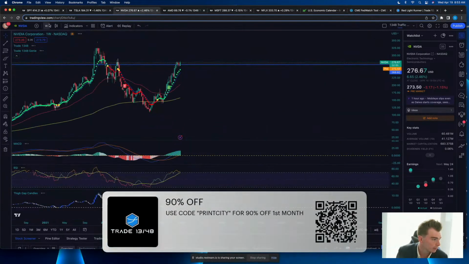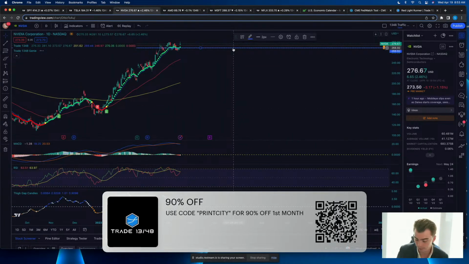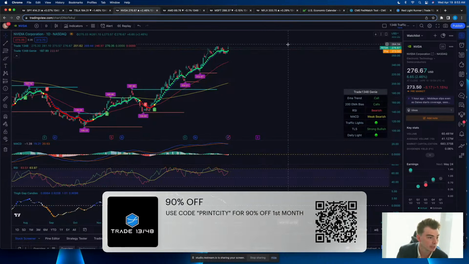Nvidia, we can kind of do the same deal. Throw this on the daily. Nope, that's the weekly. I want the daily. All right, so on the daily here, we're really just going to be looking at this level right here, this 281.